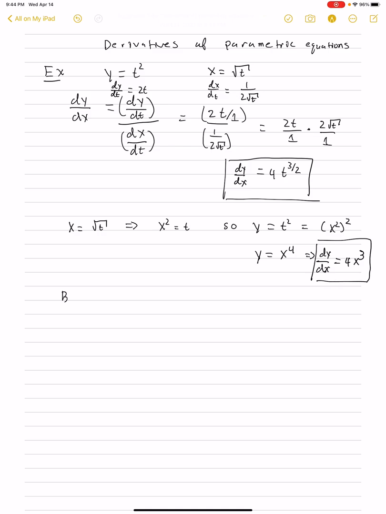So before, we had an equation for dy/dx, and it was that dy/dx is equal to 4t to the 3/2 power. But remember that t is going to be x squared. So this is x squared to the 3/2, and using the rules of exponents, this is 4x cubed. So we get the same answer.